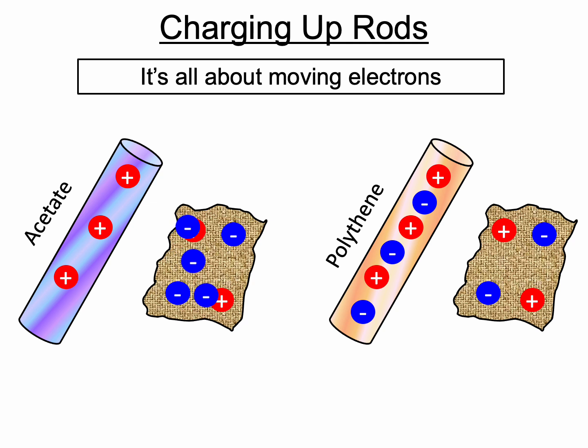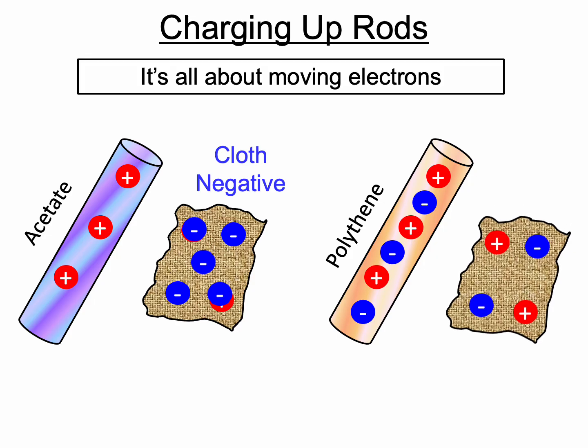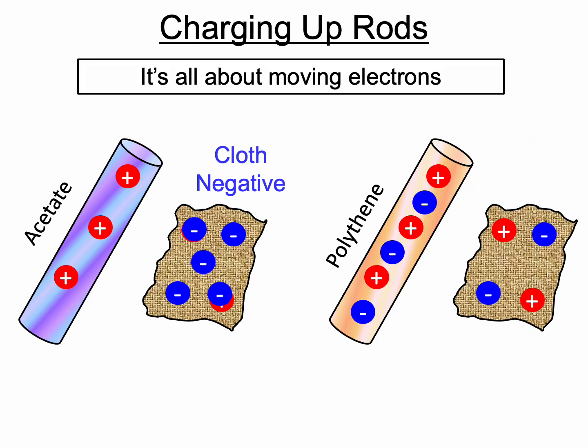So this is an animation here. With the acetate, the electrons will move off the rod and over onto the woolly cloth, so the rod ends up being overall left with more positives, positively charged. The cloth then gains those electrons, the cloth will become negatively charged. Polythene then, on the other hand, rubbing with the cloth there, the electrons move off the cloth and they're attracted to the rod. So there's more negatives there on the rod. Your cloth will be positively charged and the rod will be negatively charged, all right?